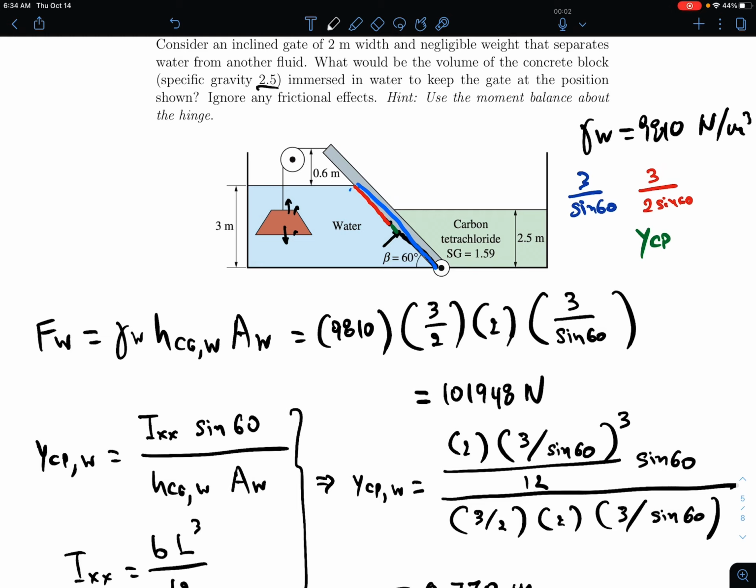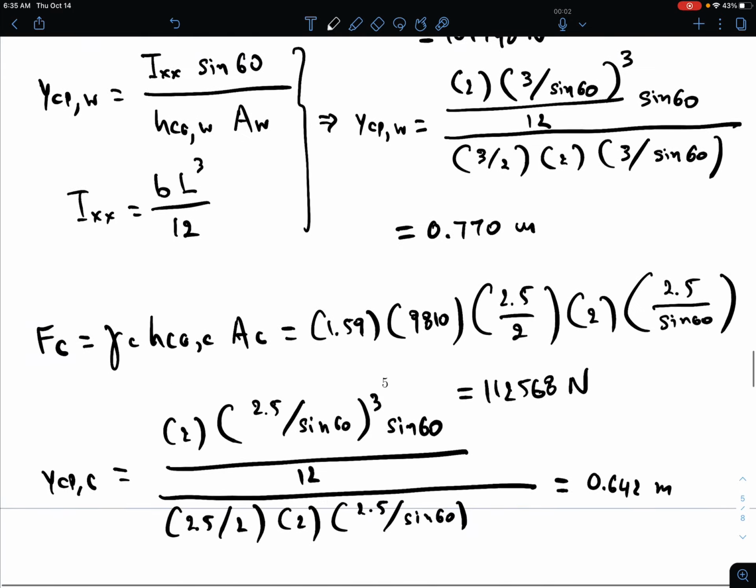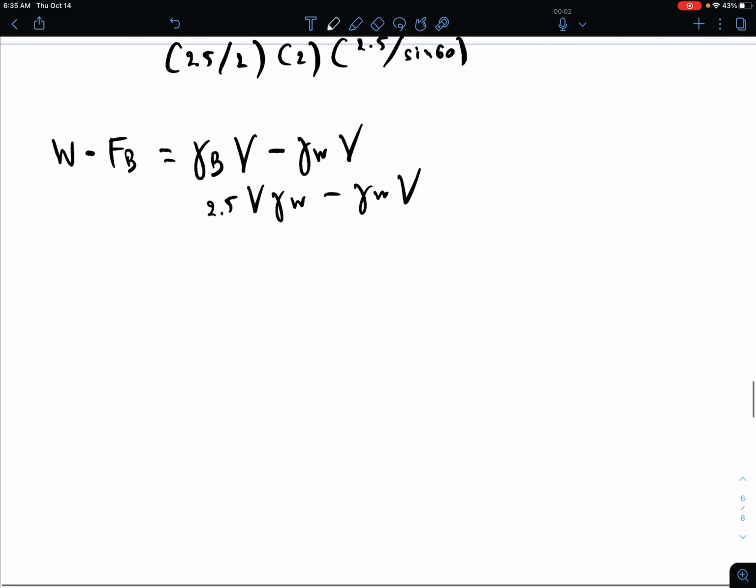And for the forces from the concrete block, essentially, we have this distance. So we can either calculate it from this and then all these distances and then take the sine of that, or we can just get the 0.6 here plus 3 meters here and be done with it. So it's 3.6 meters.